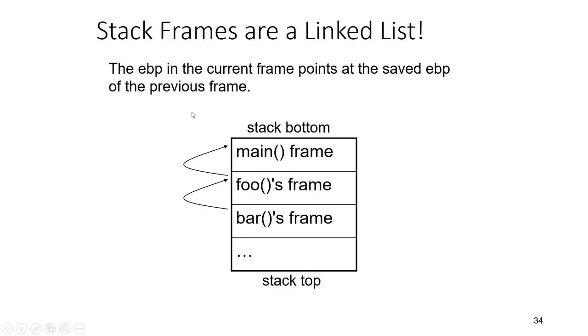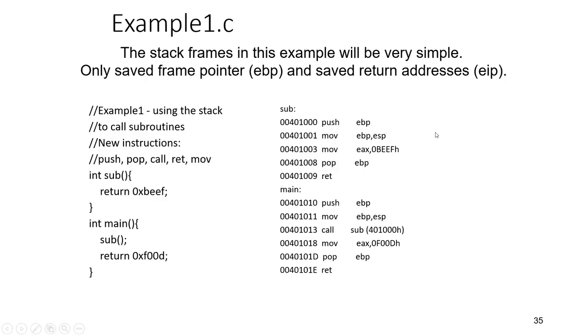In the stack, frames are linked, and a linked list is a data structure which contains the data and a pointer to the next node, but that's more of a data structures topic. Okay, you can understand the first example clearly. I have a main function, which will call a sub function that returns beef, and the main function returns food. It's simple.